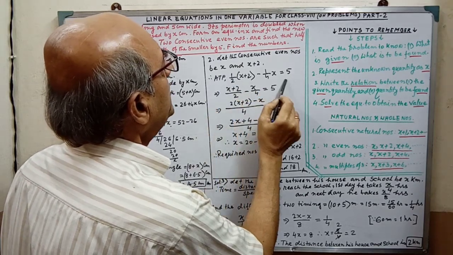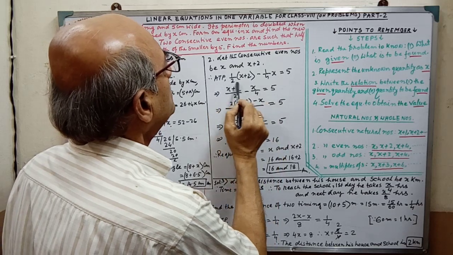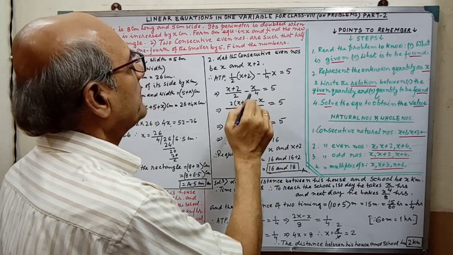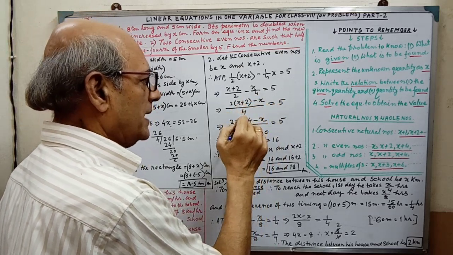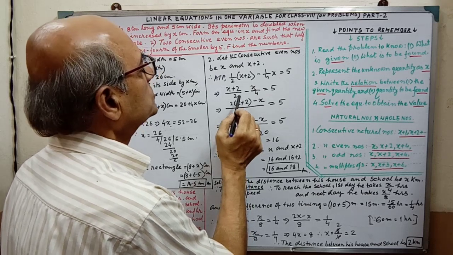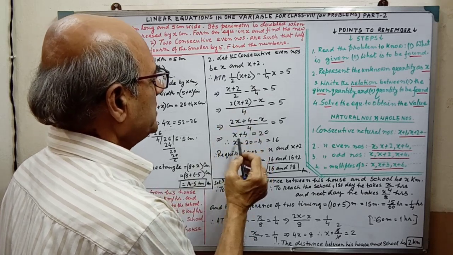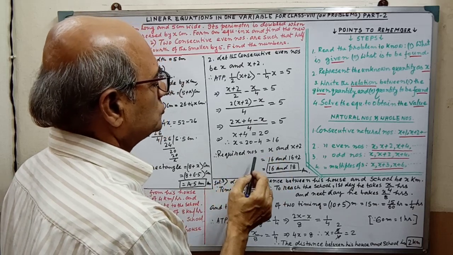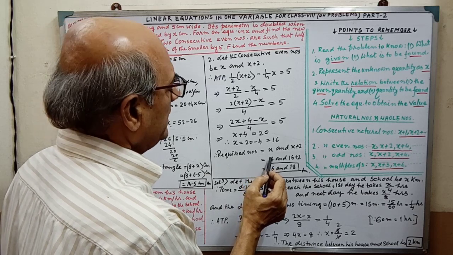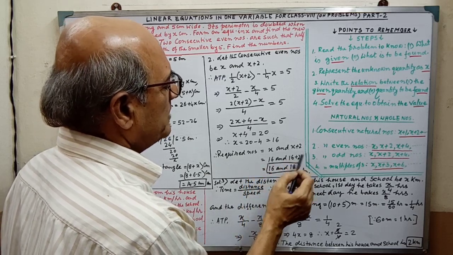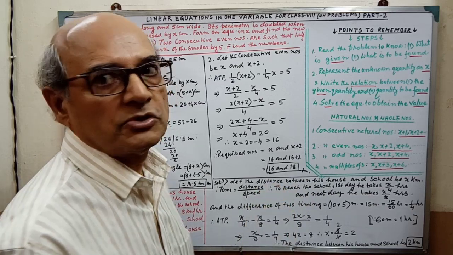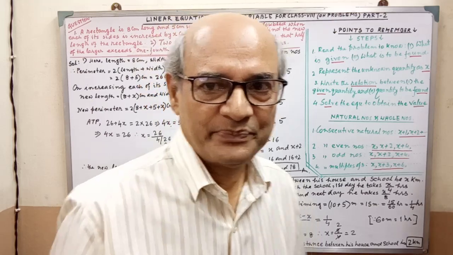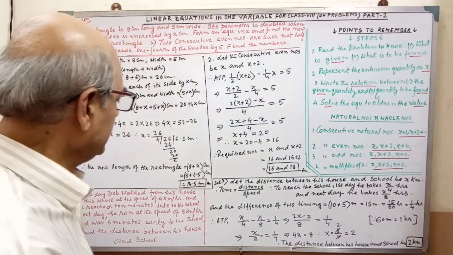By reading the problem, according to the problem, we are getting this equation. After forming the equation, you have to solve, and that you have learned in previous video. So then you have to simplify. After simplifying, we are getting the value of x is 16. Then we have to find out the consecutive even numbers. One is 16, and 16 plus 2, that is 18. So consecutive even numbers are 16 and 18. Clear?